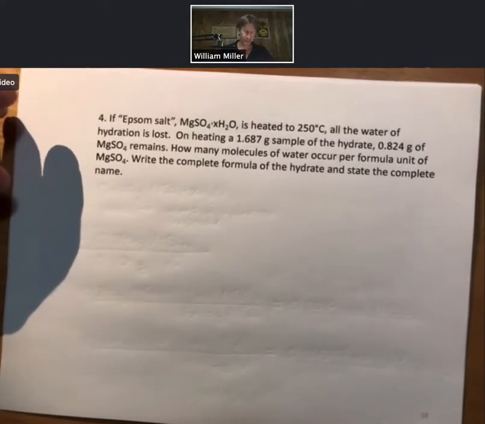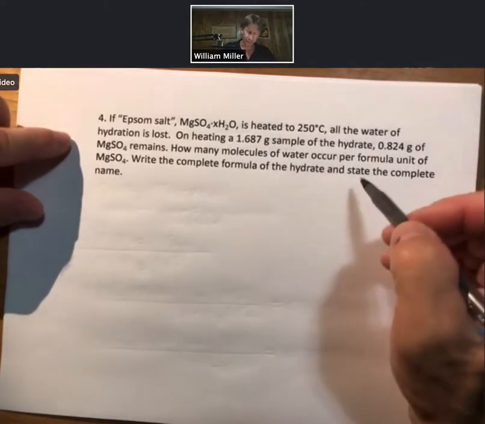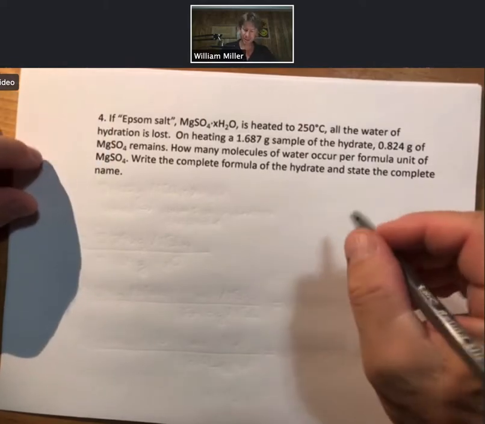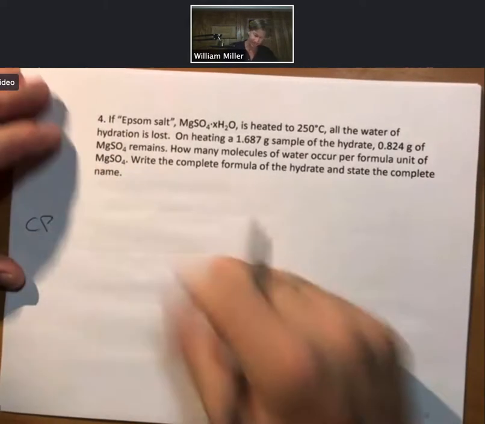Here's another water of hydration hydrate problem. This one's about Epsom salts. This will be a companion problem.